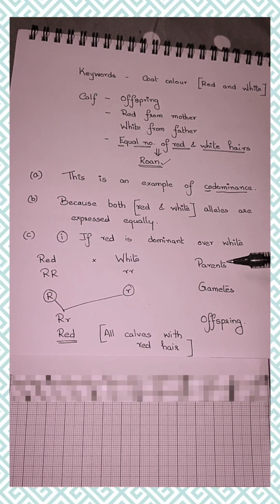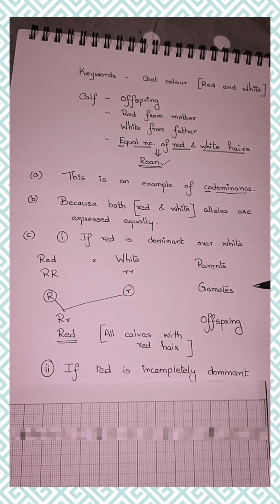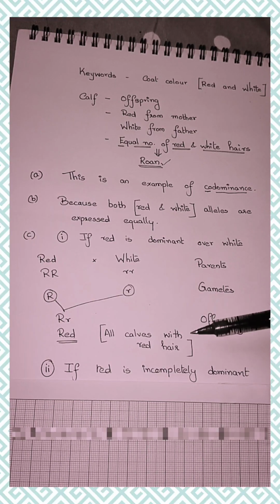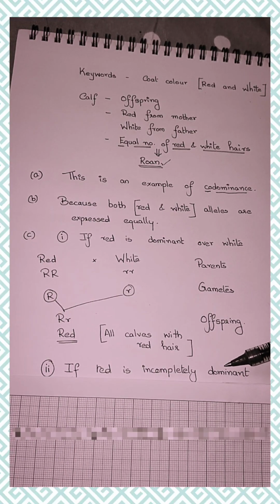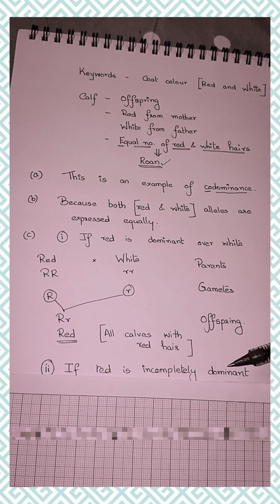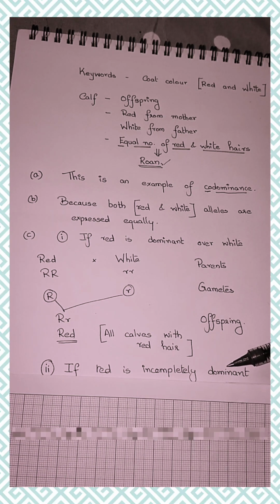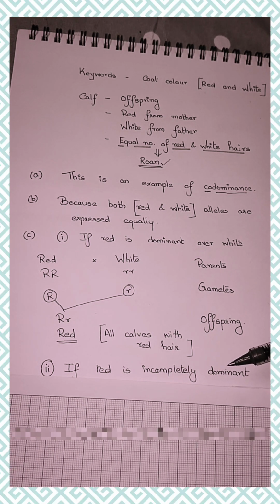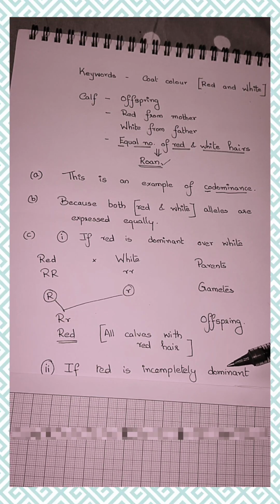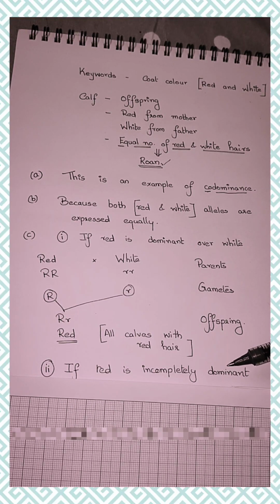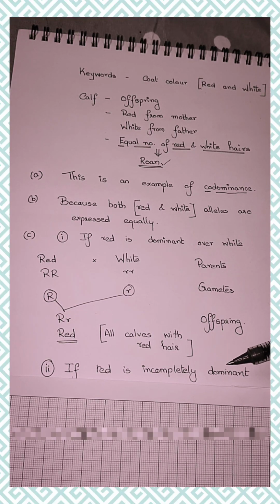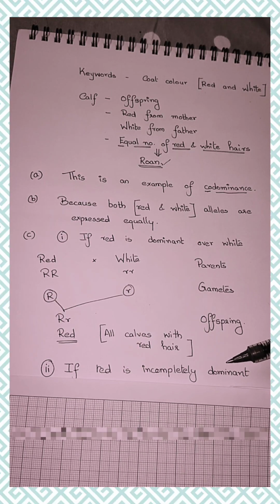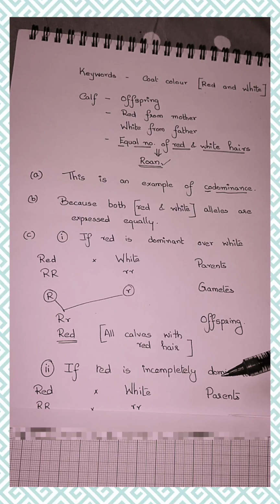Now let's see the second part of problem C. That is, if red is incompletely dominant. We have the example of incomplete dominance in our textbook as the color of snapdragon, where the red and white flowers are crossed and you get a pink color. That is, it is neither the red color nor the white color being expressed, which is completely different.